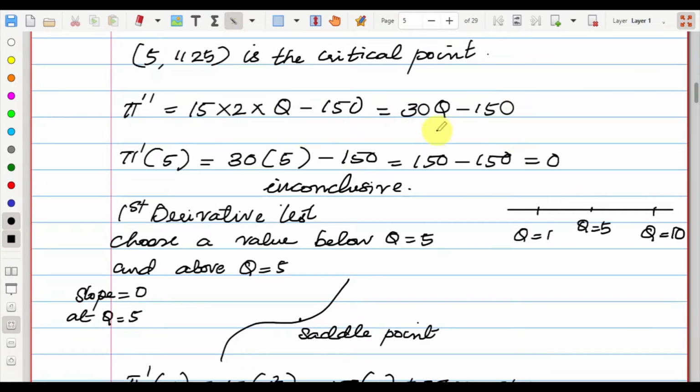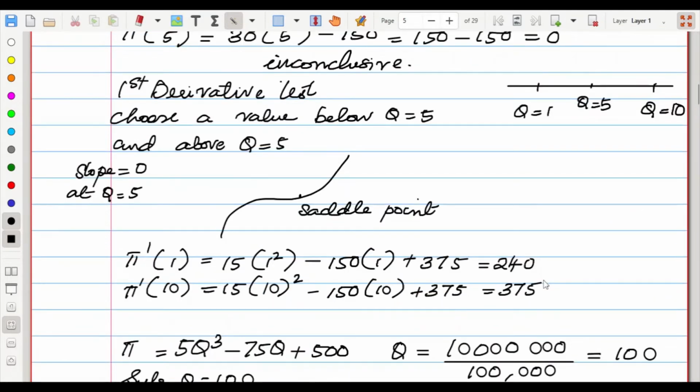Now we find pi double dash of 5, which is equal to 0. Since it is 0, it is neither greater than 0 nor less than 0. If it is greater than 0, we can directly write it as a minimum, and if it is less than 0, a maximum. Here it is equal to 0, so it is inconclusive, and we need to perform the first derivative test. This is actually a saddle point candidate. We need to choose two points, one below q equal to 5 and one above q equal to 5, because the slope is 0 at q equal to 5. So pi dash of 1 equal to 240 and pi dash of 10 equal to 375.